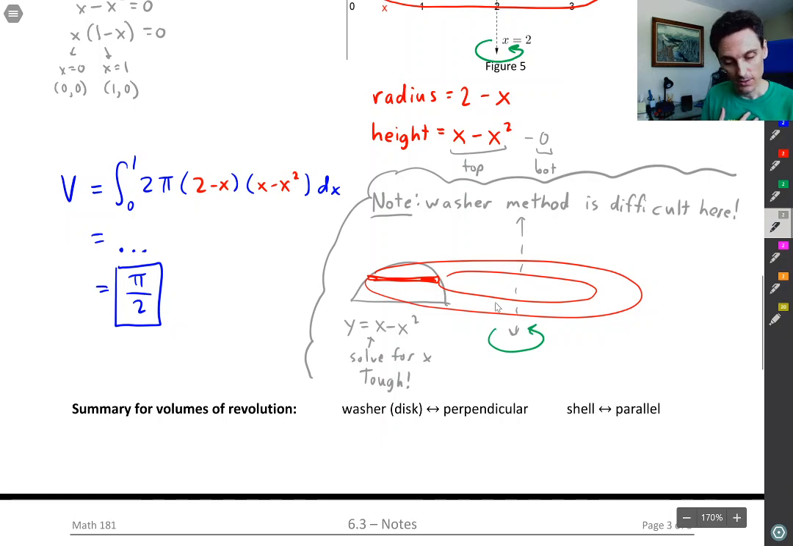If you are starting to use the washer method and you run across a problem, like, I don't really want to solve for that, that looks a little bit difficult, then you could try the other method. Just try changing it so that your rectangles are parallel to the axis of rotation. Or if you're using parallel rectangles with the shell method and you're running across some difficulties, just try using perpendicular rectangles. So some of it's just a trial and error kind of thing.